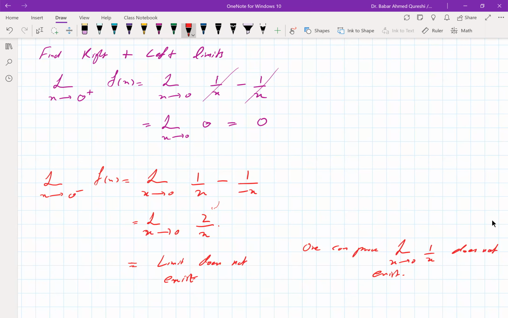So it's possible, like in this example, that the right hand limit exists, but the left hand does not. Now, let's take this example.